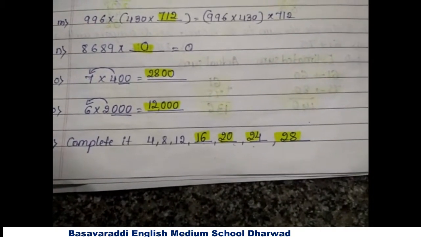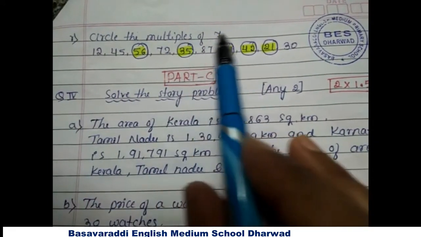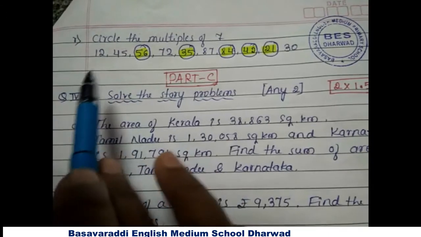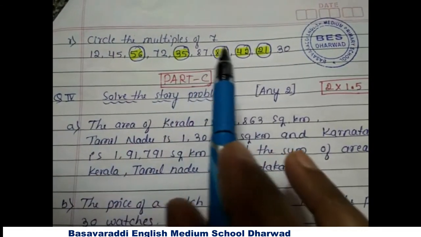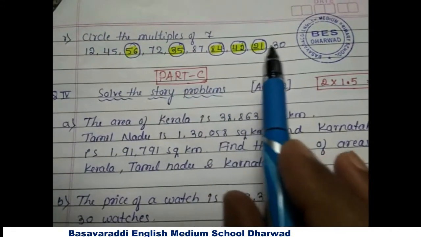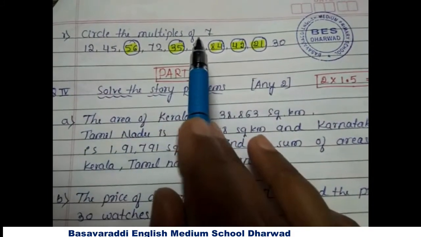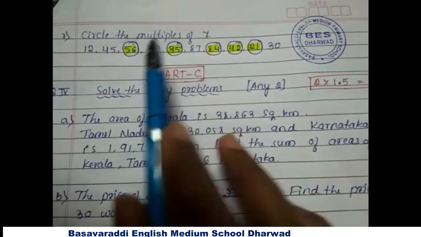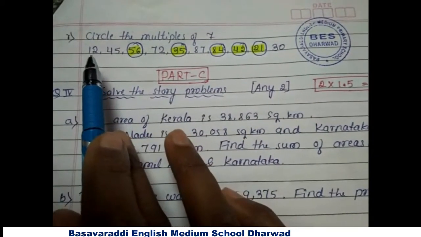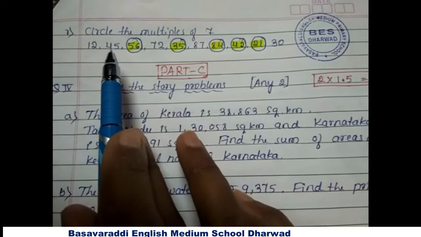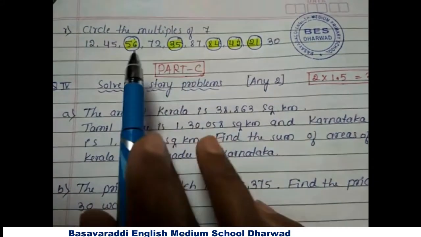The next question: circle the multiples of 7. The given numbers are 12, 45, 56, 72, 35, 87, 84, 42, 21 and 30. We have to circle the multiples of 7. That means the 7 times table. The 12 is not in the 7 times table. The 45 also is not in the 7 times table. 56, yes, 7 eights are 56.